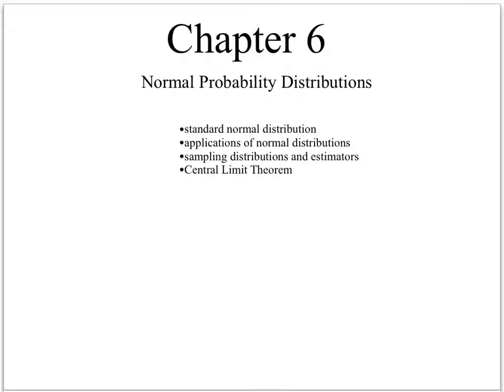In this chapter, we're going to work with normal probability distributions. Actually, we're going to first look at a different type of distribution called the uniform distribution. And then we'll move into standard normal, and then we'll look at some other types of normal distributions that are non-standard, but they're still normal distributions.